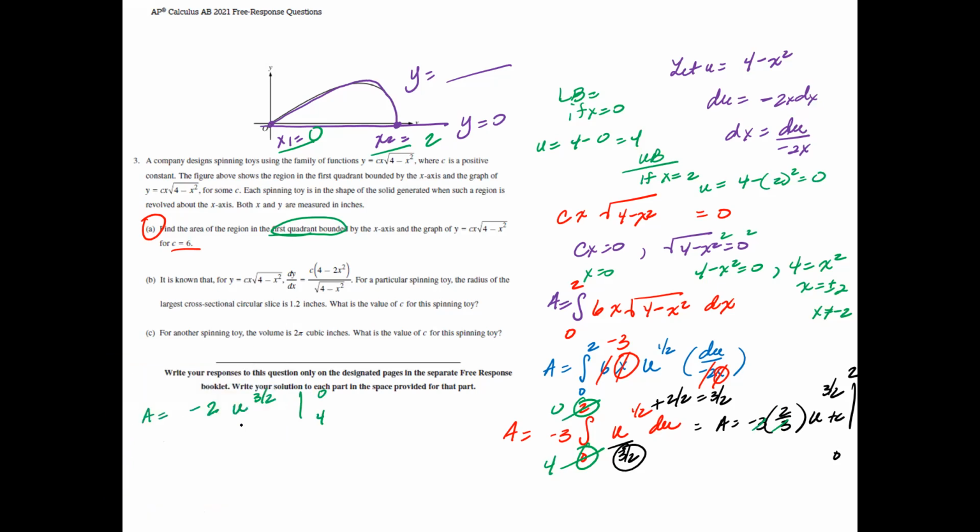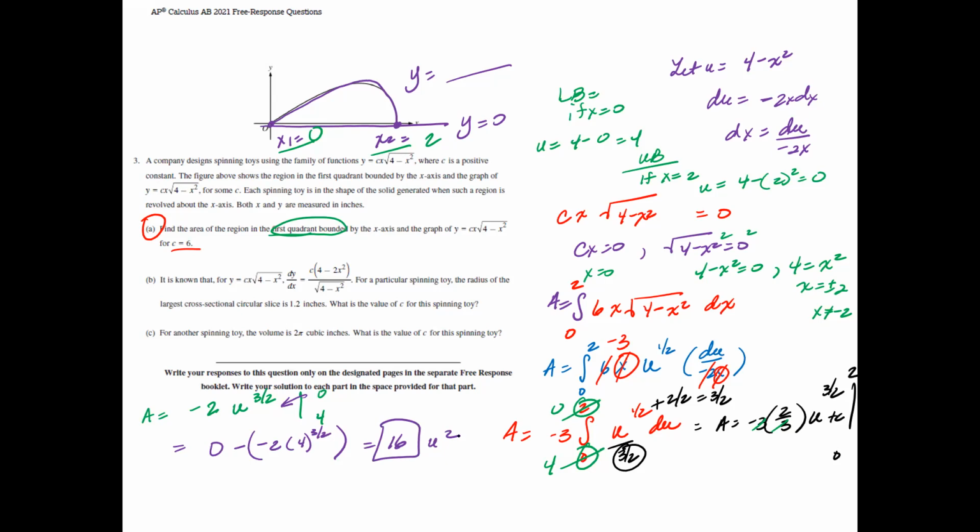So then let's plug in the upper bound. If I plug in the upper bound right here, it is going to result in just a simple 0 minus my lower bound. So I have a negative 2 times 4 to the 3 over 2 power. So then with your calculator, 4 to the 3 over 2 power is going to give you an 8. 2 times that is going to give you a 16. And that is going to be your answer, units squared.